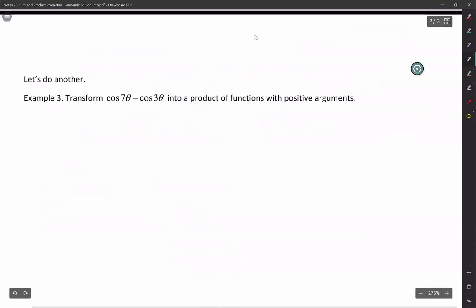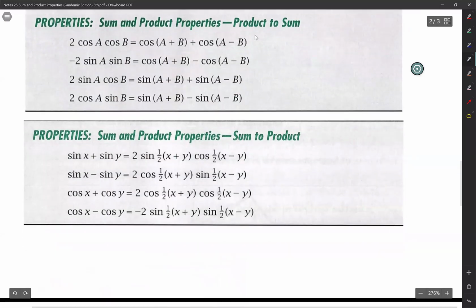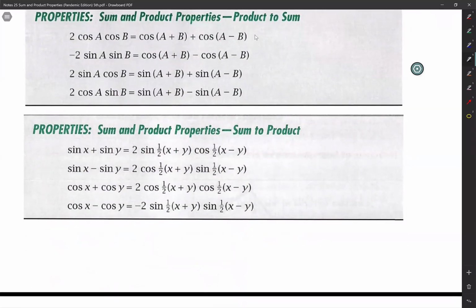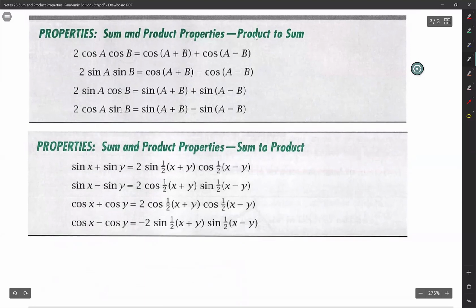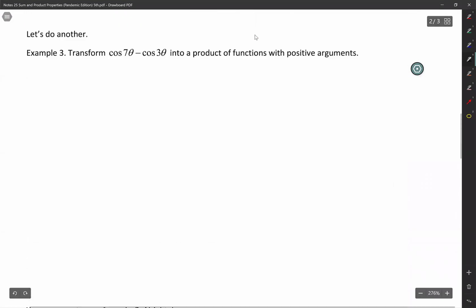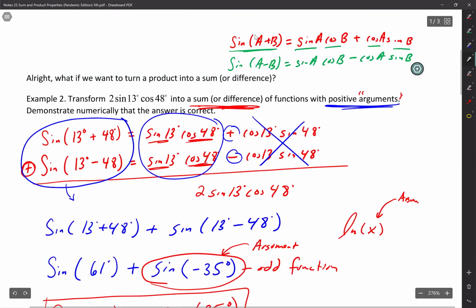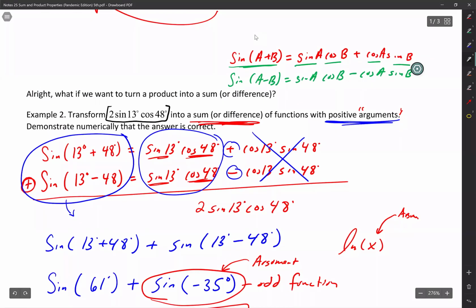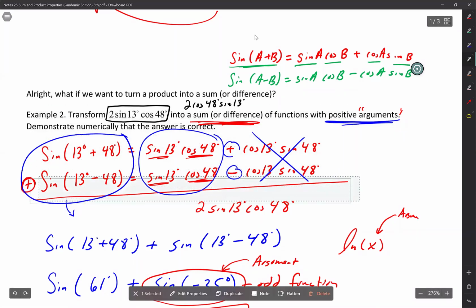Okay, here are all the formulas right here. If you just want to use a formula, here's how you do it. Just listen, don't write anything down. You just look at it and you're like, okay, I have 2 sine 13 cosine 48. I would probably rewrite this to help you out. I would write it as 2 cosine 48 sine 13. It's the same. It doesn't matter how you switch it.